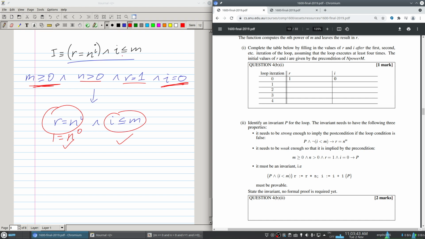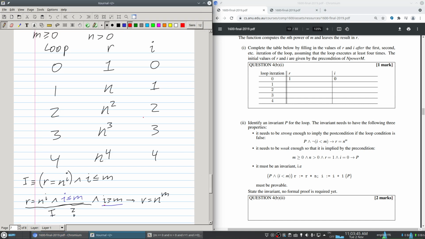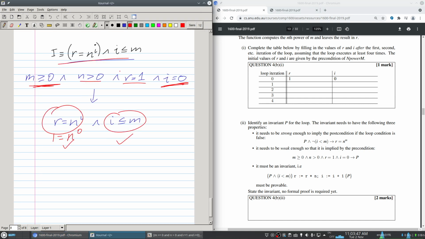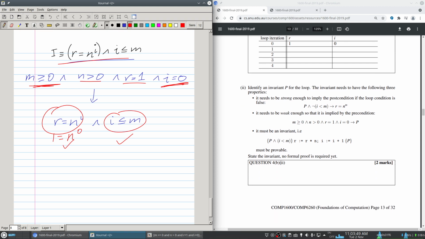And we're pretty sure it's an invariant just by sort of eyeballing the table. It looks like this property will always be true. So for this question, state the invariant, no formal proof. Okay, there's my invariant.